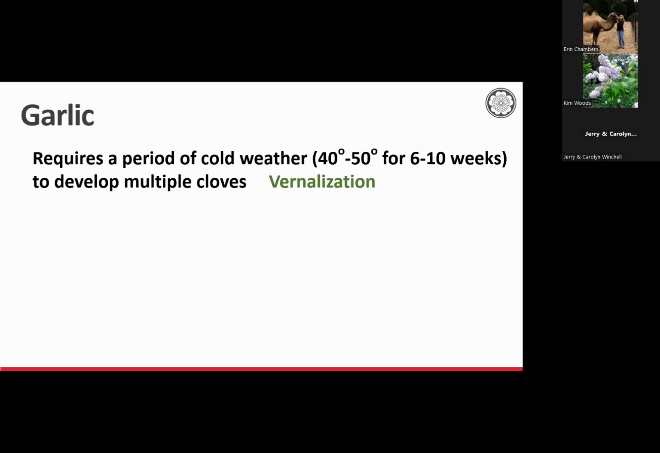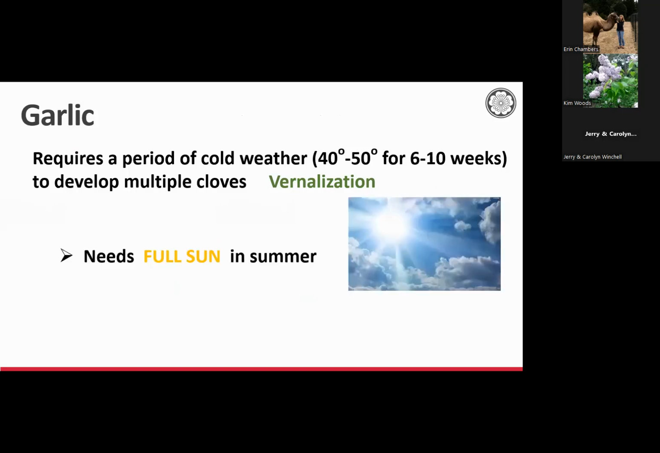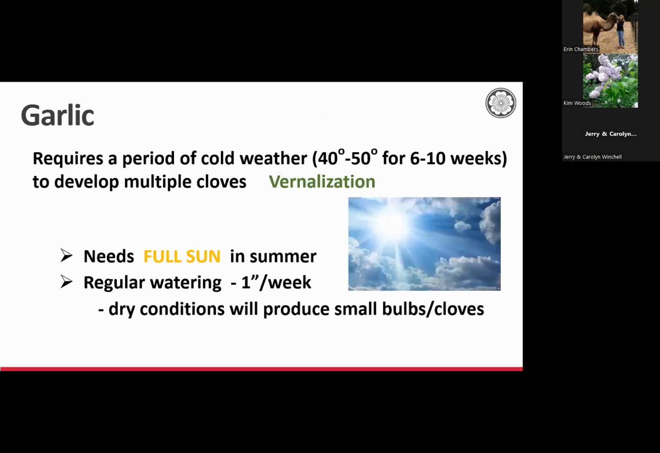Garlic requires a period of cold weather, 40 to 50 degrees for 6 to 10 weeks to develop multiple cloves. And this cold weather development period is called vernalization. Garlic requires full sun in the summer. The growing cloves require regular watering, about 1 inch per week. Dry conditions during the bulbing period will result in small bulbs or cloves.